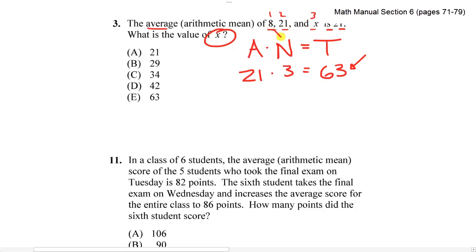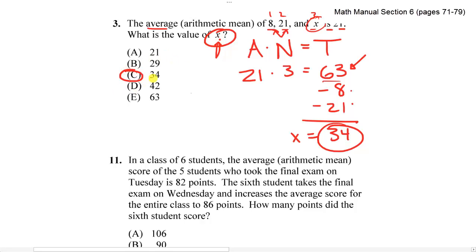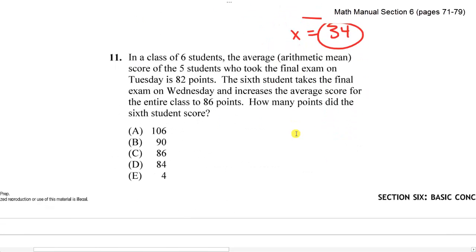Now, since I already have an 8 and a 21 here, I'm going to take them out of that 63 total, because if I take out the 2 numbers that I already know, I will be left with the 3rd number that I don't know, which is exactly what ETS is asking. So in my calculator, I'm going to do 63 minus 8 minus 21, and I'm going to end up with 34. That x, that 3rd number, must be 34. That is what they're asking, and I am done. So again, I found the total. I took out the 2 numbers that I already knew. That gave me the 3rd number making up that total, and I am finished.